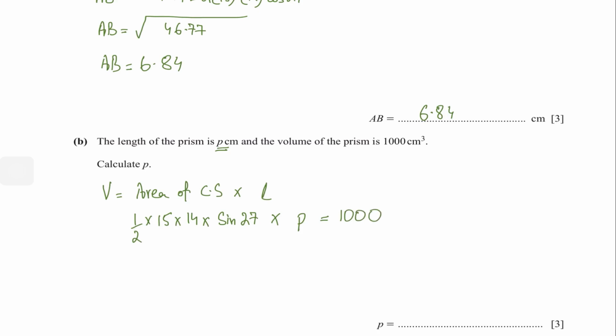So I'm going to solve this for the value of p. That means 1000 will be divided by the area of cross section, which is half times 15 times 14 times sine 27. So I'm going to write this as it is in my calculator and press equals. The value of p will turn out to be 20.98, which correct to 3 significant figures is going to be equal to 21.0. So 21.0 is going to be my final answer.